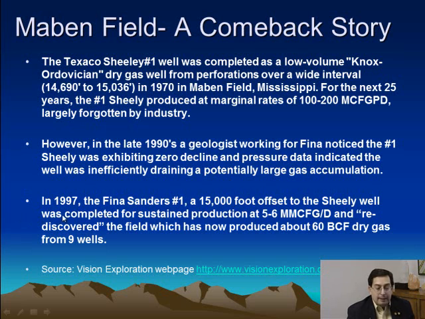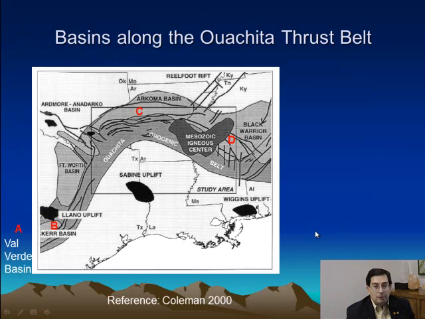And in the middle 1990s, FINA and others came in and were able to get some very substantial wells at 5 million cubic feet of gas a day, offsetting and up dip of the original Shealy well. And now this field has produced, as we say, about 60 BCF. So Maben Field is a great example of a comeback story.